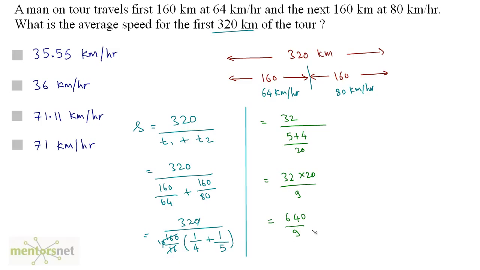Now you have to divide 640 by 9. Let's do that. So 71.11 kilometers per hour is the average speed of the first 320 kilometers. Now many a time people will take a simple average of the speeds, but you cannot take that.